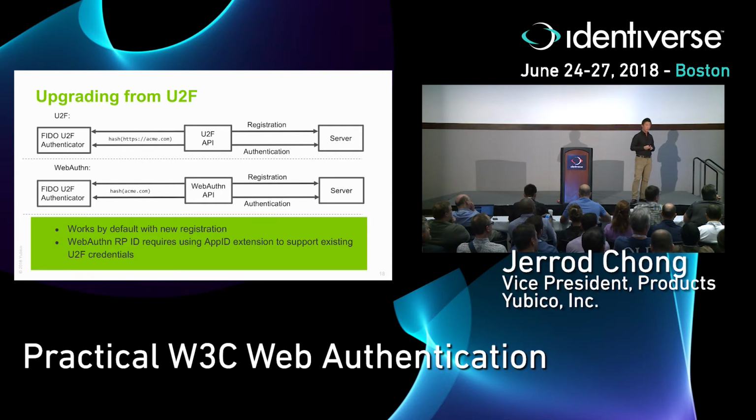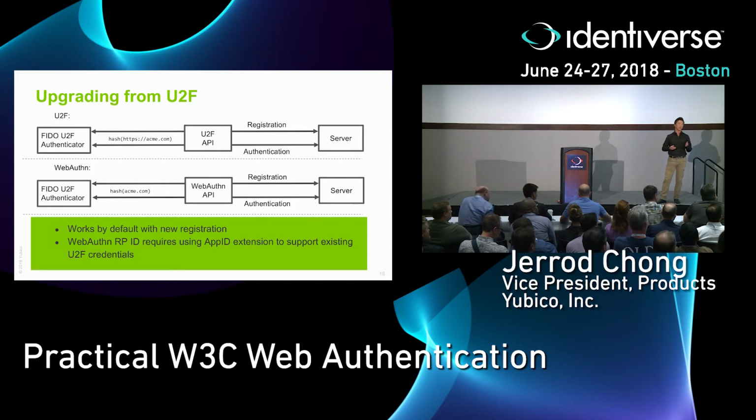So what do we do with the existing FIDO U2F credential? Pretty much everything's the same, but there's one thing that's different. The hash of the RPID is used in WebAuthn. In FIDO U2F, it's the app ID. So it's a bit of a mismatch. You can kind of see it here.